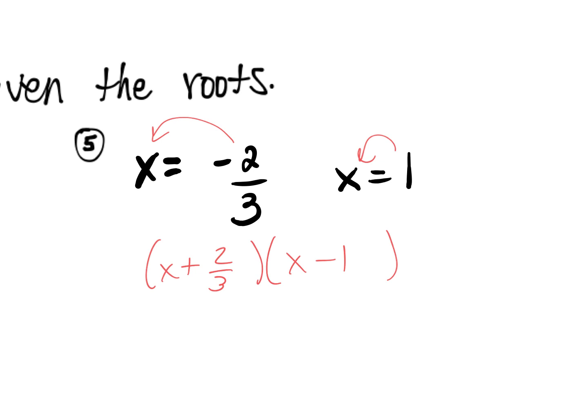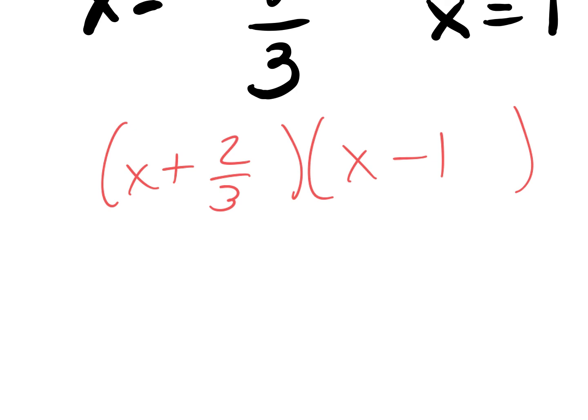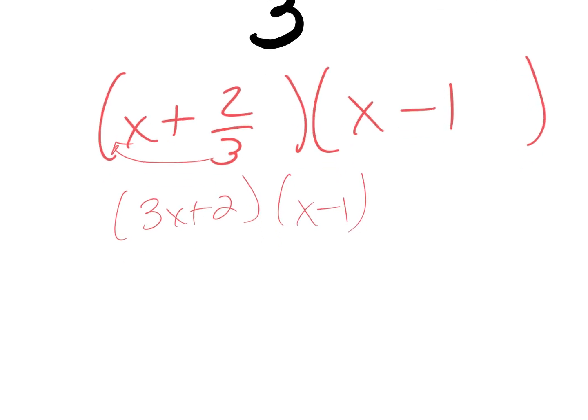No. How can I rewrite x plus 2/3? What would that parenthesis look like? 3x plus 2. Good. Bring that coefficient over. We're undoing everything that we've done. So x minus 1. Now what do I do? FOIL. 3x times x is 3x squared. 3x times negative 1 is minus 3x, plus 2x, minus 2.